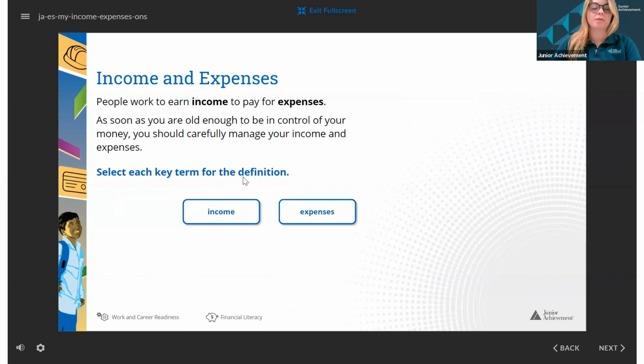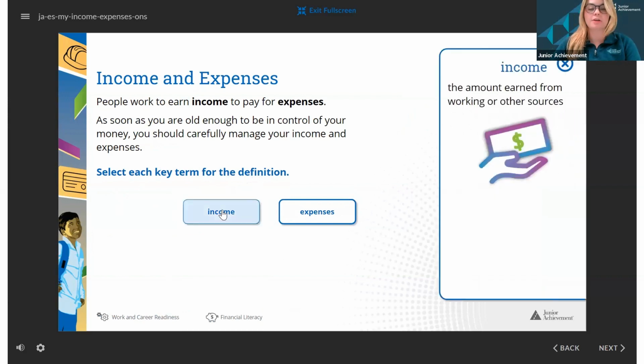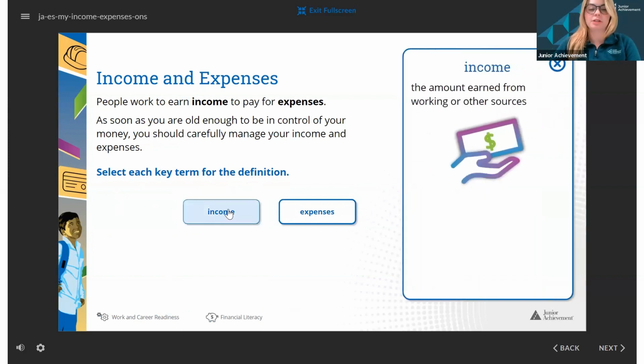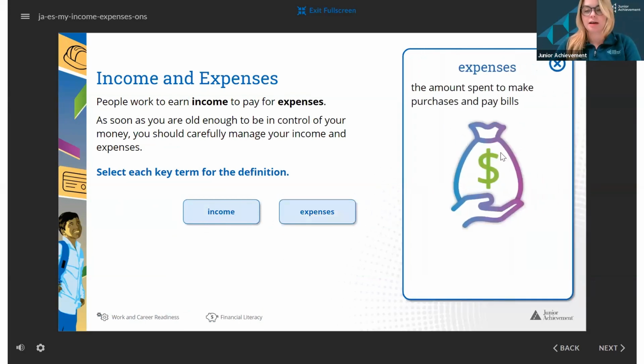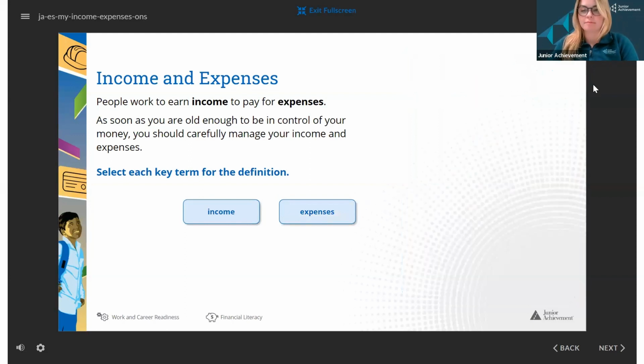The vocabulary words are buttons, so you just hover over the word income, for example, and you're going to click to reveal the definition. And then I'm going to come over to expenses and click to reveal the definition for expenses. If you want them to go away, please note that there is an X in the corner of both if you wanted them off your screen for any particular reason.